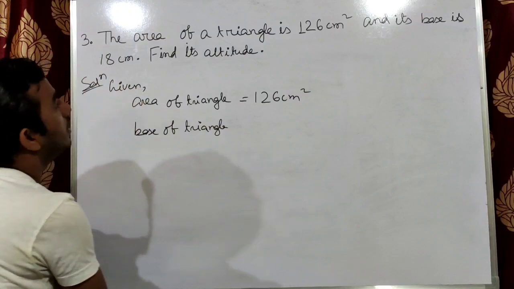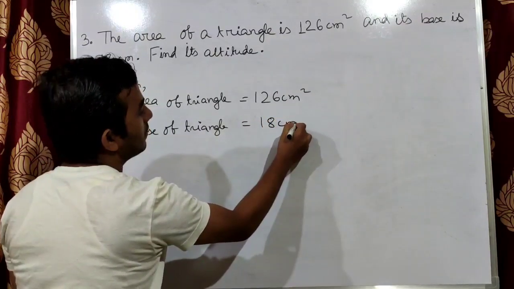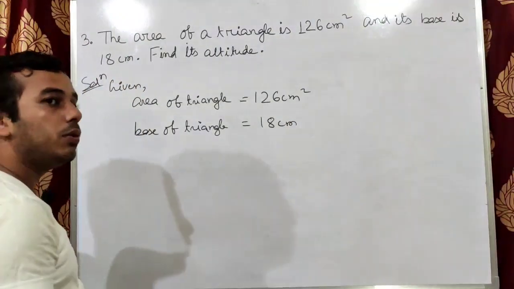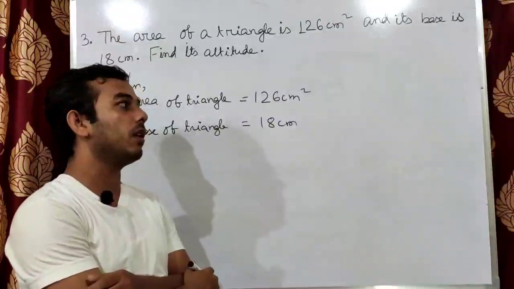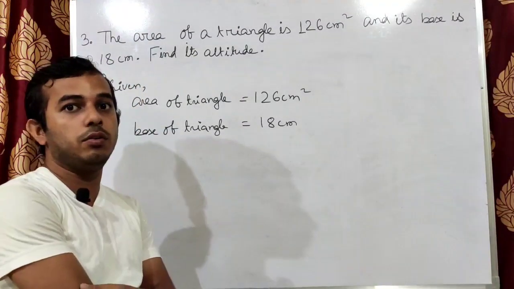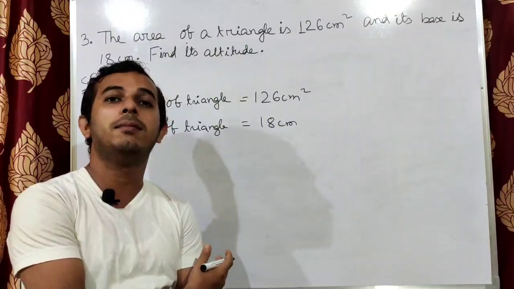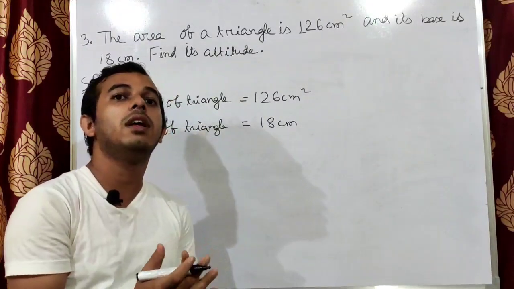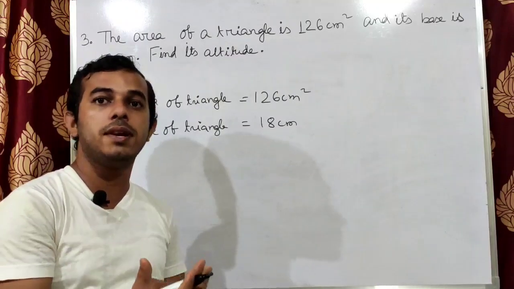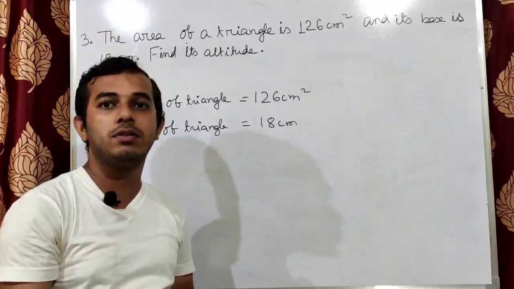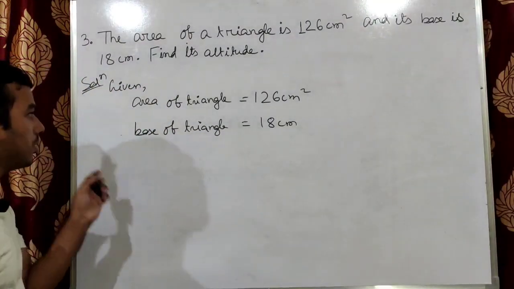Base of triangle is 18 centimeter. So how did we solve this type of questions in our previous class? We have written area of triangle is 126 centimeter, and in place of area of triangle we have written half into base into height. Then we have substituted their values, then we change the side. So we find out what is asked in the question, right? So we will do the same process.